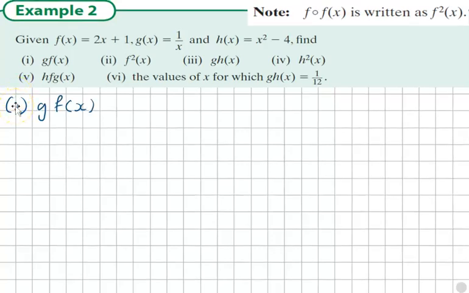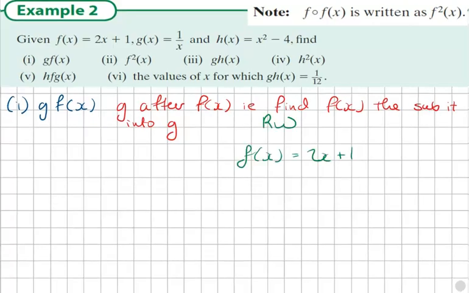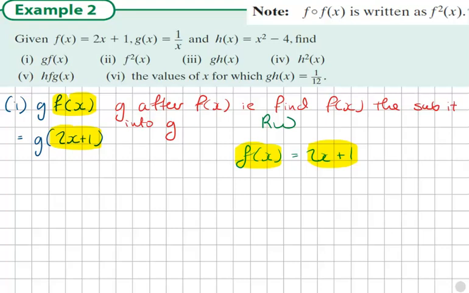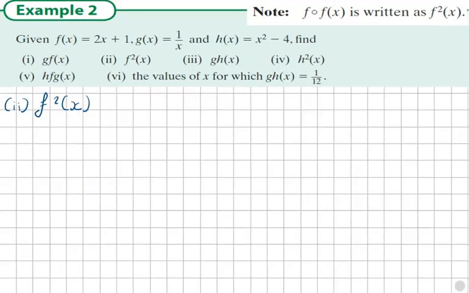Part 1, g after f of x. That is, find f of x and sub it into g. So for our rough work, we're just going to write down the function f of x equals 2x plus 1, and we're going to substitute that into the function g. So we get g of 2x plus 1. So going up to our question, g of x is 1 over x, so we're going to replace that x with 2x plus 1. And that's our answer.